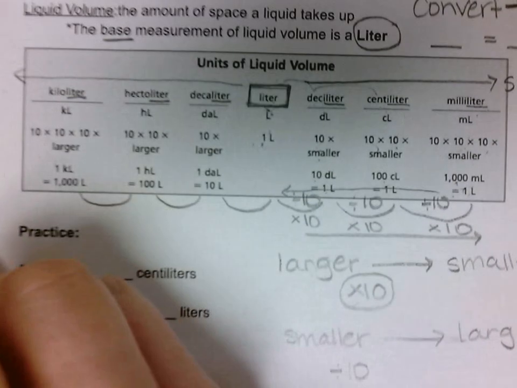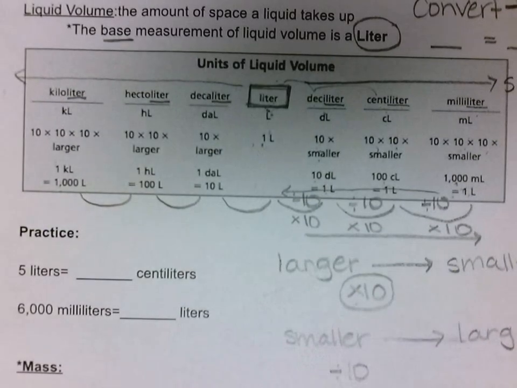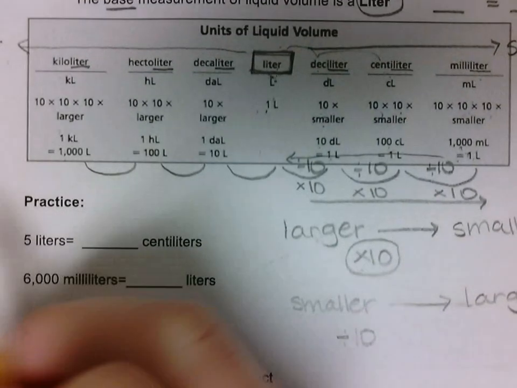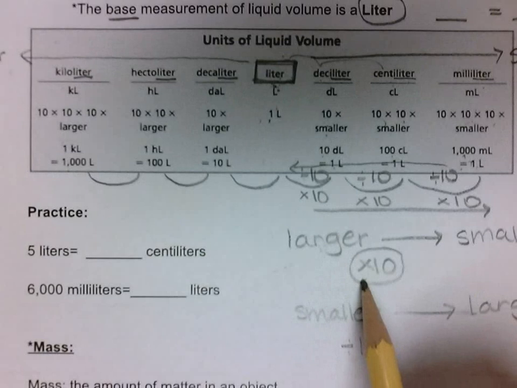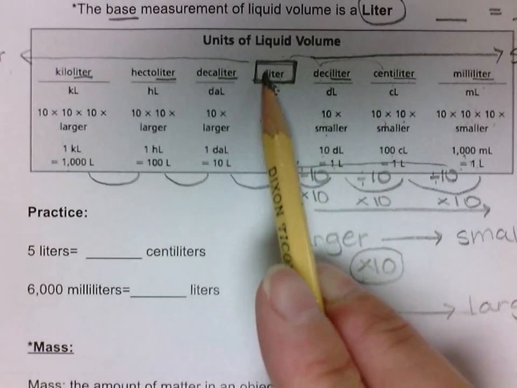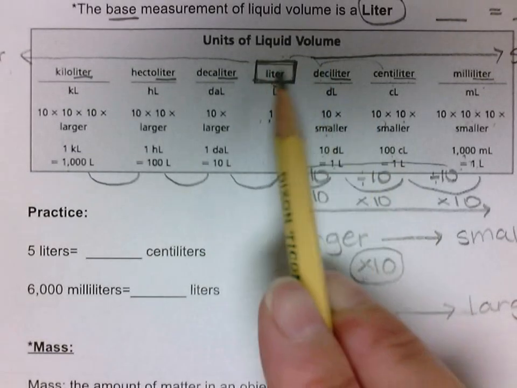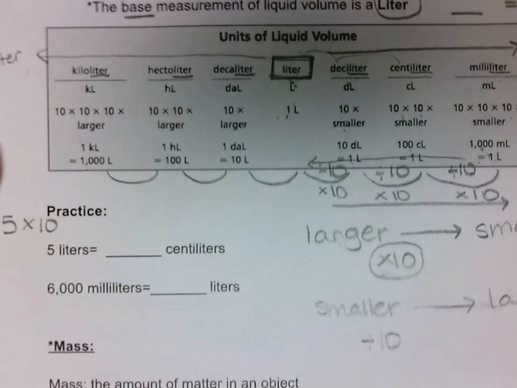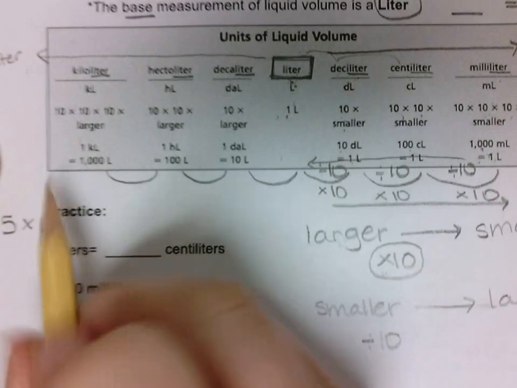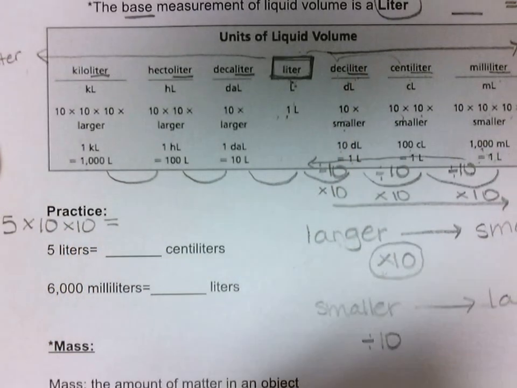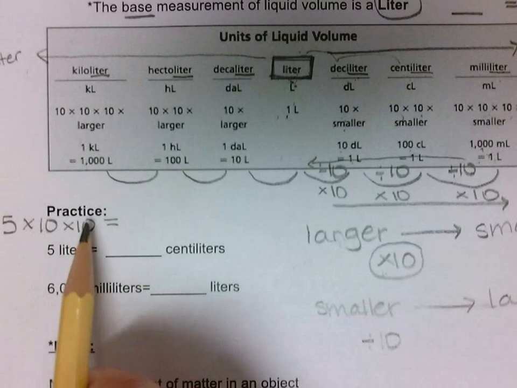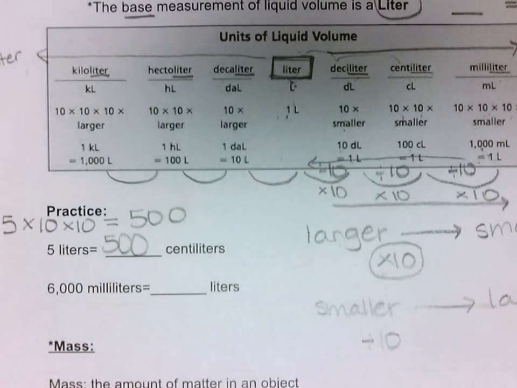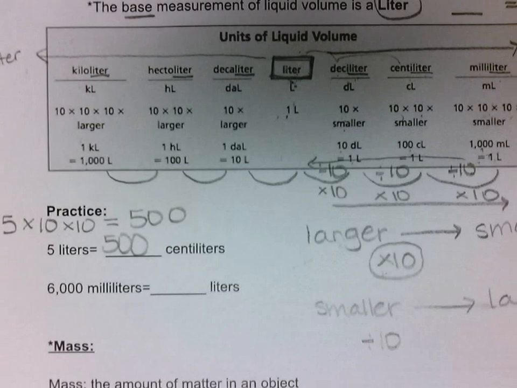So if I have 5 liters, I remember you multiply by groups of 10 depending on how many times you move on the chart. I moved 1 spot from liter to deciliter, so I'm going to multiply by 10. And then I moved 1 more, so I'm going to multiply by 10 one more time. So 5 times 10 is 50. 50 times 10 is 500. So I know 5 liters is equivalent to 500 centiliters.